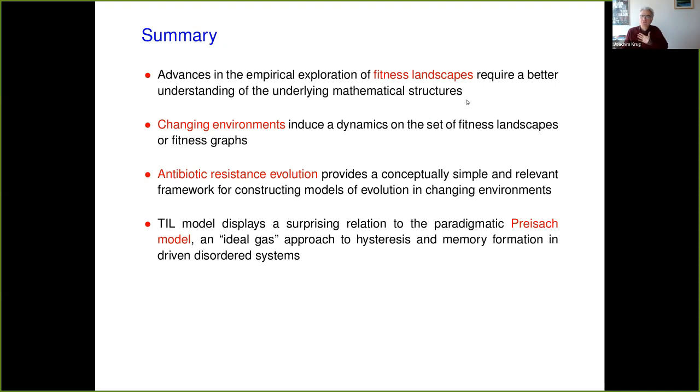So let me summarize. I've shown you that there have been important advances in the empirical exploration of fitness landscapes, and this is what we're working on: there's a need for a better understanding of their mathematical structures. I've shown you changing environments, which induce a dynamics on the set of fitness landscapes, with a nice application in antibiotic resistance evolution. And I've shown you this equivalence to the Prizach model.